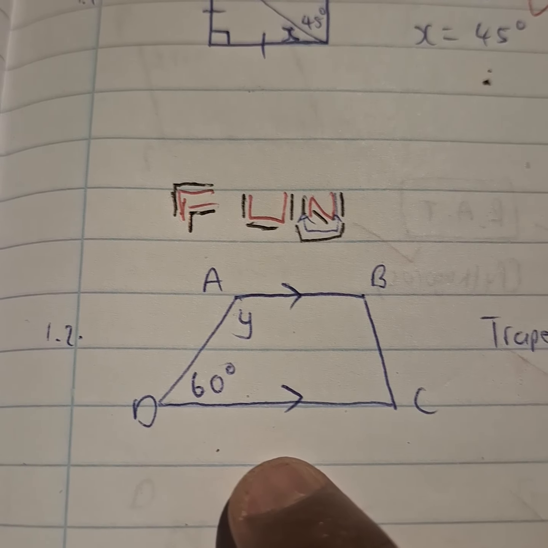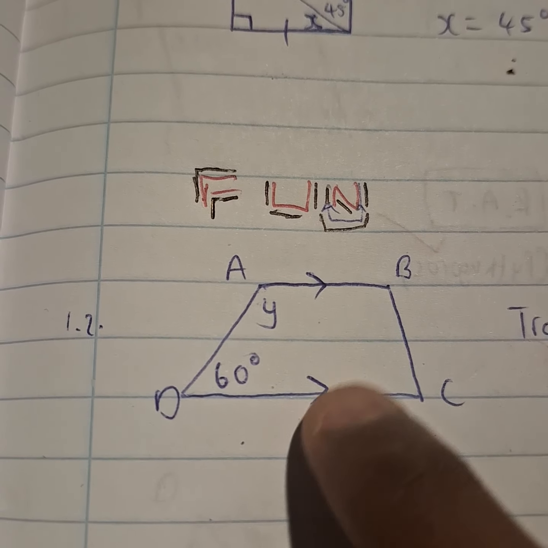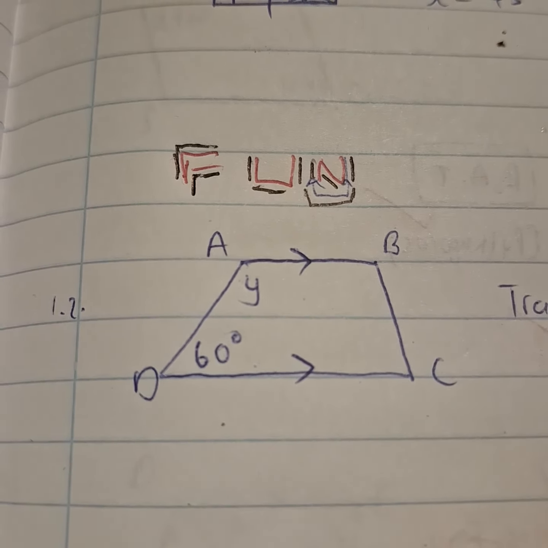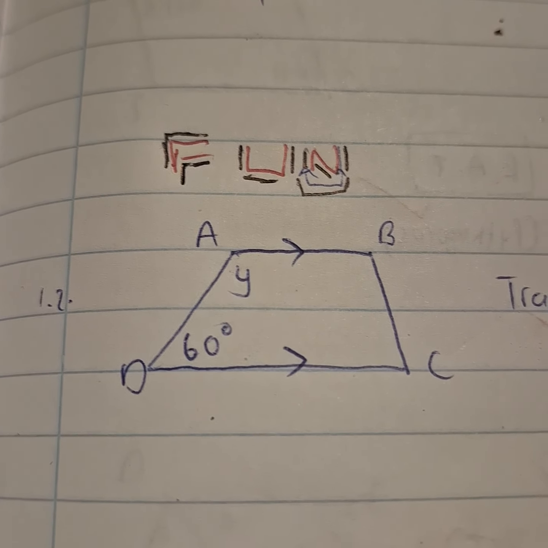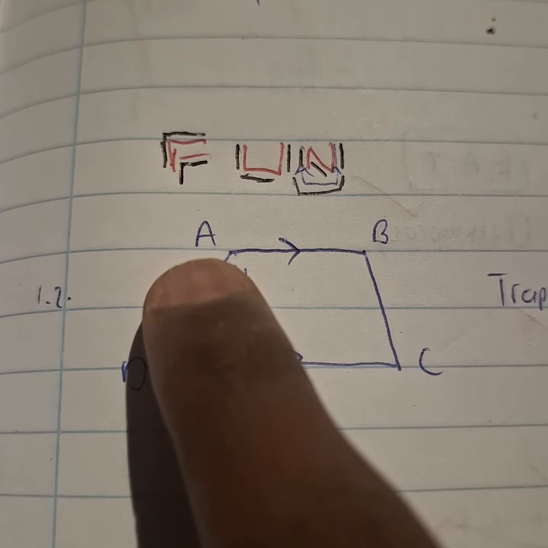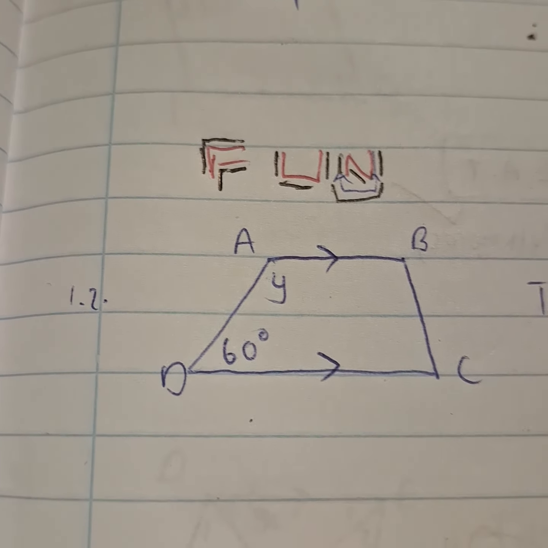Let's come here. What type of shape is this? You can clearly see that this is a trapezium because it's got one pair of opposite sides parallel. Now, since these sides are parallel, we want the value of y. What is the value of y?